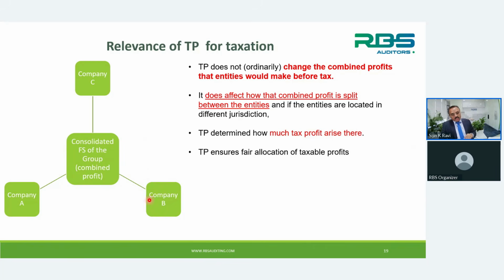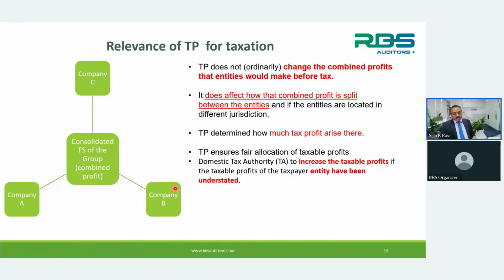So if company B has a transfer pricing issue, then you have to adjust the transfer pricing details in company B. That means you have to adjust in the respective jurisdiction. Then it will automatically combine with the consolidated financial statement. So in order to have a fair allocation of taxable profit, you have to adjust in the respective domestic tax law.